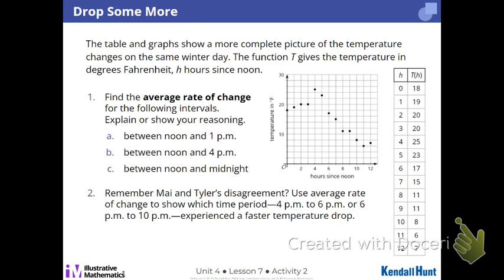So what I would like you to do is we're going to take a look here at hours since noon and temperature. We have a table and a graph, so you have different tools you can choose to utilize in order to answer these questions. You're going to do this in your math notebook.